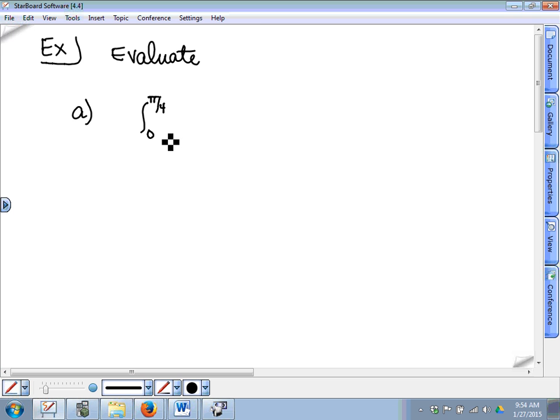The integral from 0 to pi fourths of secant squared of x dx. So it's kind of an easy one. What's the antiderivative of secant squared? It's one of those formulas you've got to memorize. It's tangent. Pretty easy. The antiderivative is tangent. Remember your identities. Just a little plug in there. Thanks, Brady.